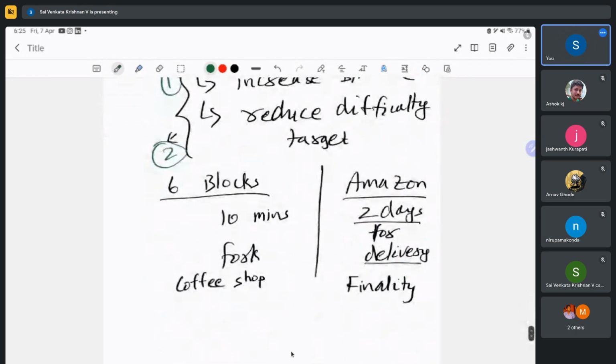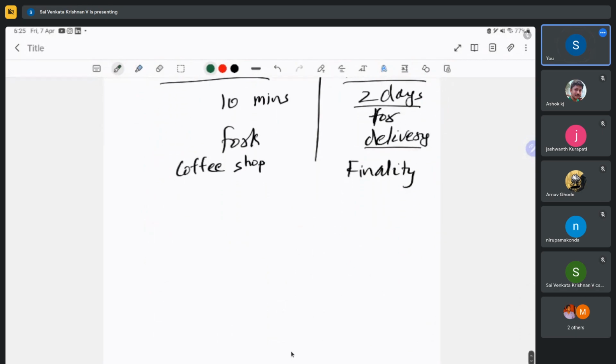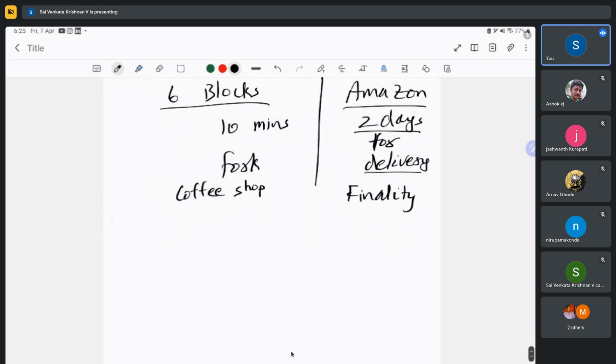But the catch is, if we do either of these or combine both to achieve the throughput per second, there are a few disadvantages. So let's look at what those disadvantages are. Why hasn't Bitcoin increased its transaction throughput if it's been so easy? We'll reason that out.